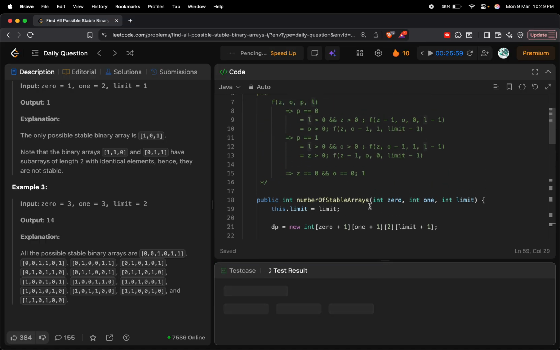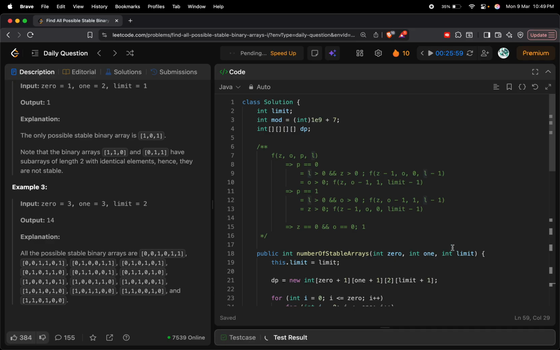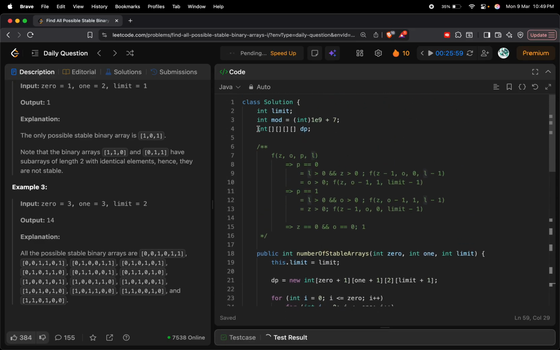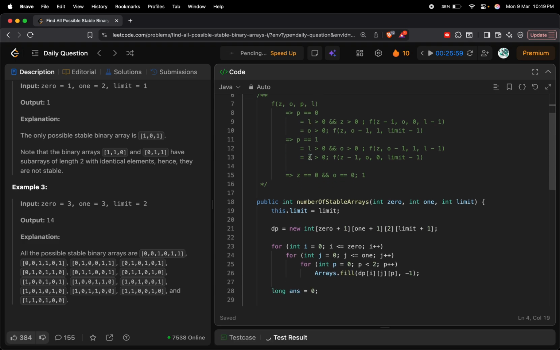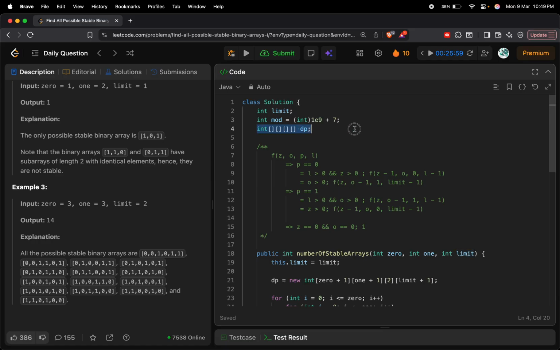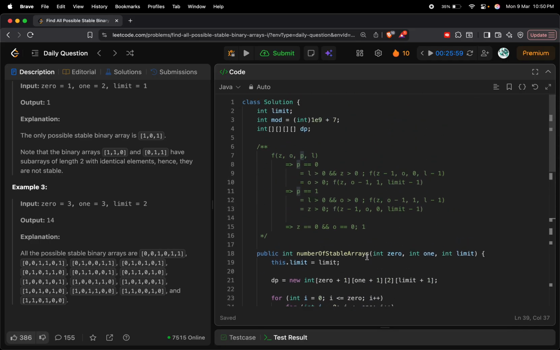Let's also try to analyze the time complexity and space complexity for this algorithm. As you can see, we are filling all the states in the DP array, right? So the time complexity will be big O of zeros times ones times limit times 2. That is the time complexity, and the space complexity is also big O of zeros times ones times limit times 2.